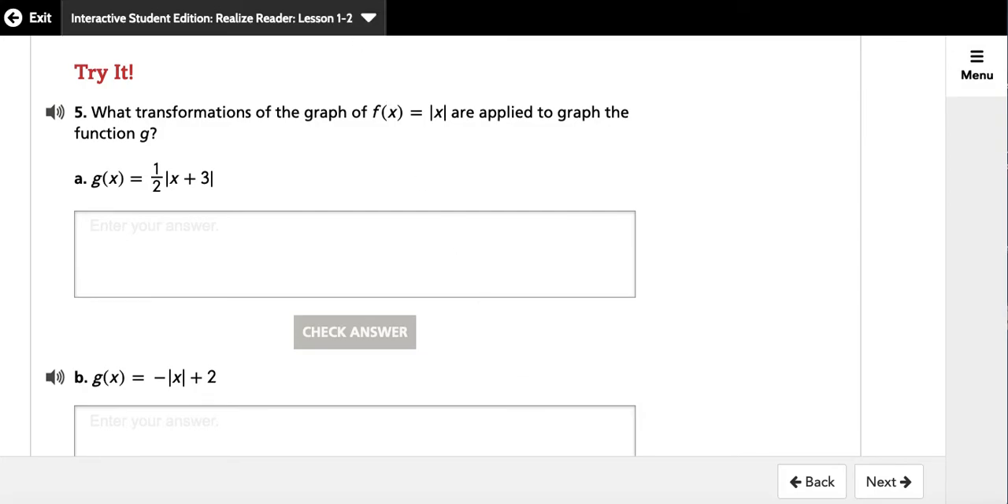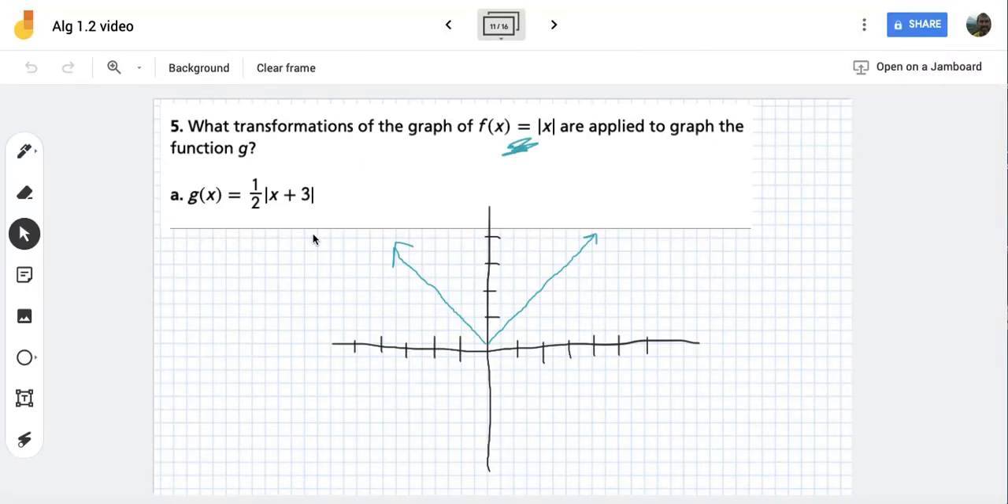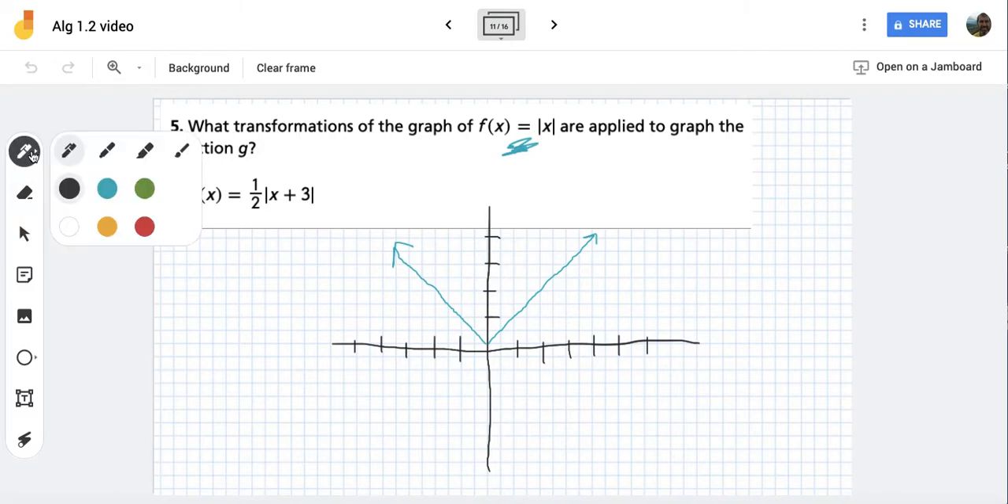So for this one, let's see where I have that. Here we go. We start with this original. This is the parent function. And now I'm going to come in and do the other two functions. Which do you deal with first? Is it the plus 3 or the 1/2? Correct answer is the plus 3. Plus 3 means it's a shift 3 units, a translation 3 units to the left. So it ends up coming over here, roughly.